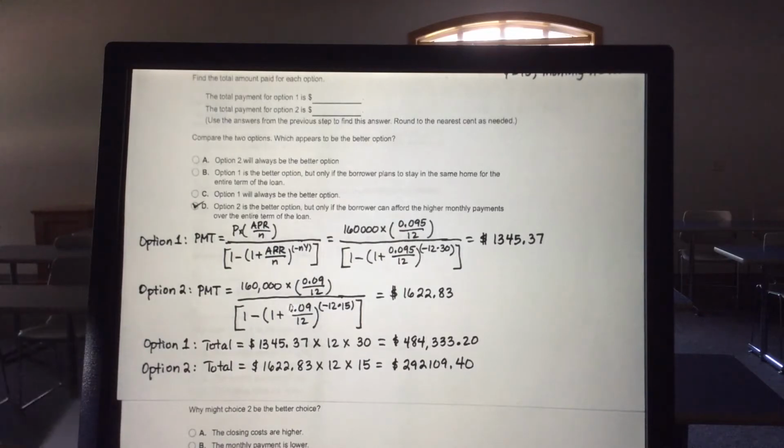And that's only if a borrower can afford those high monthly payments over the entire term of the loan. But in the end, you won't be paying much interest. Okay.